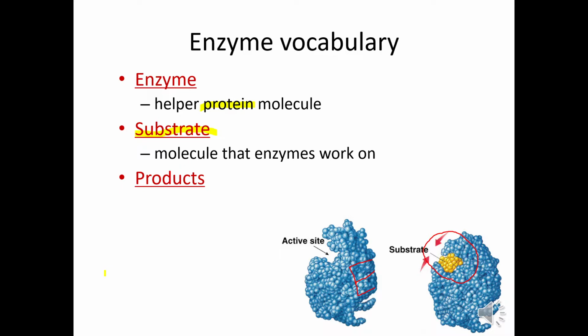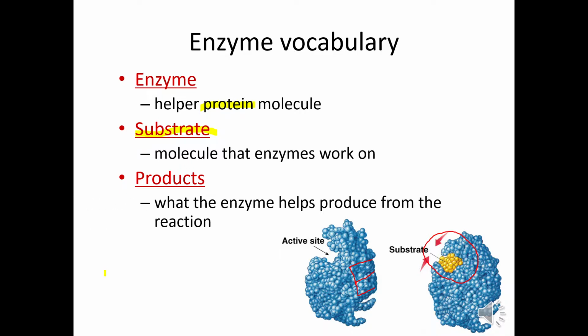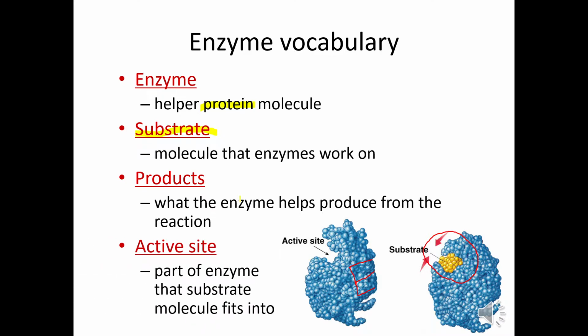Next are products. This is what the enzyme makes after the reaction. For example, the product of you making a pizza would be a pizza. That is what's made in the end. Lastly is active site. That's where the substrate fits into. You can see here the active site on our enzyme example down here.